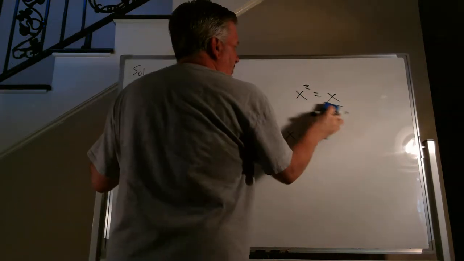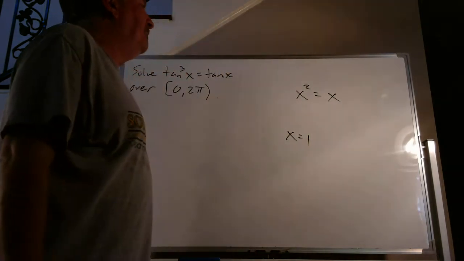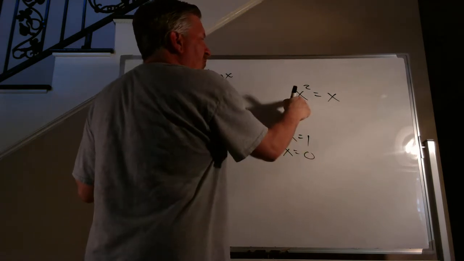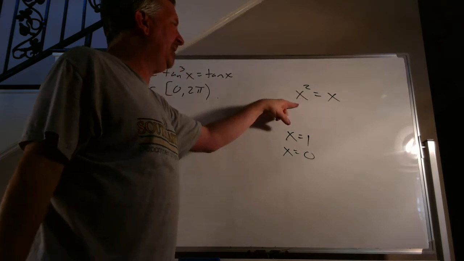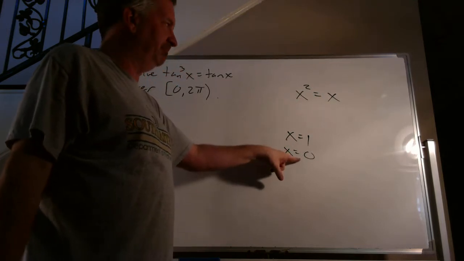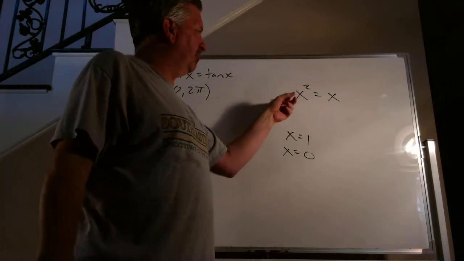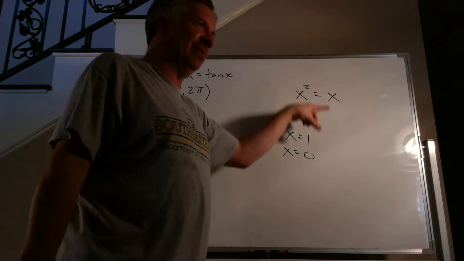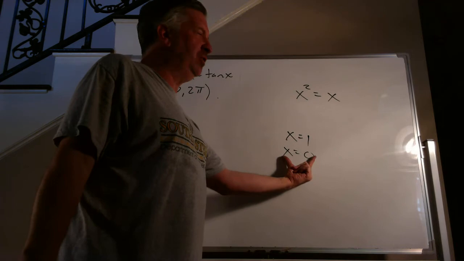Now let me look, now 1 is a solution to the original equation, right? 1 squared is 1. But there's another solution. X equals 0 is also a solution. 0 squared is 0. But notice, when you divide both sides by x, you lost that solution. Okay? So whenever you have an equation with variables on both sides, if you divide both sides by the variable and they cancel on both sides, that's dangerous. You have to be careful because you may lose the solution.